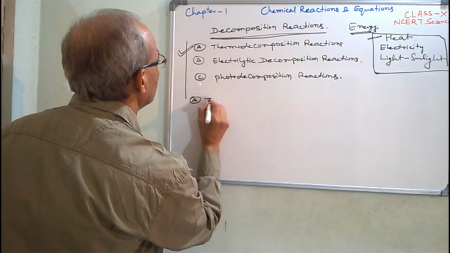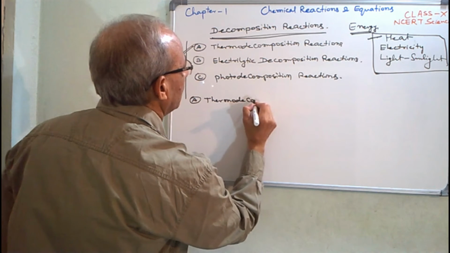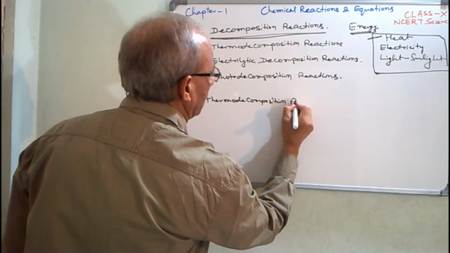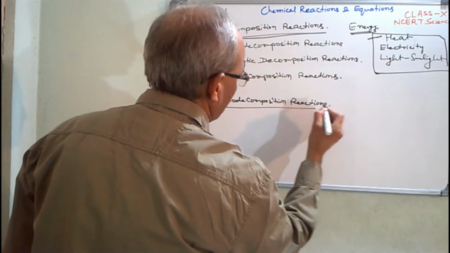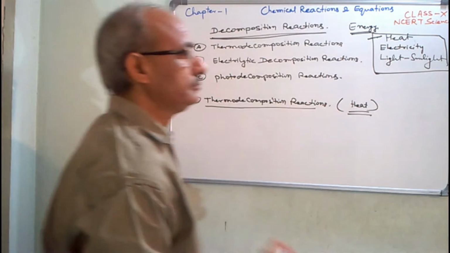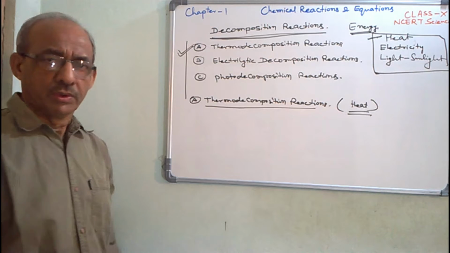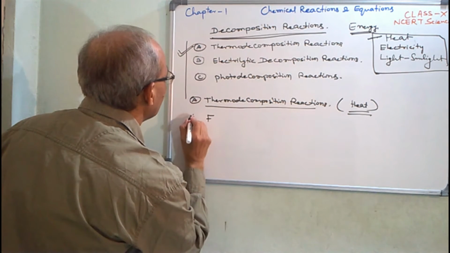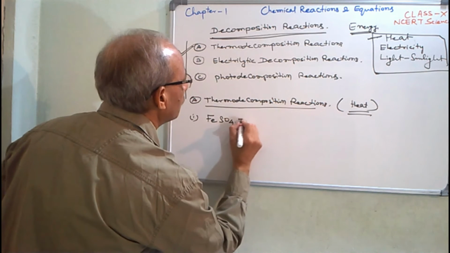First, thermo-decomposition reaction. When heat is provided, heat is required. By certain examples, we will understand the thermo-decomposition reaction. First example, ferrous sulphate, crystal of ferrous sulphate.